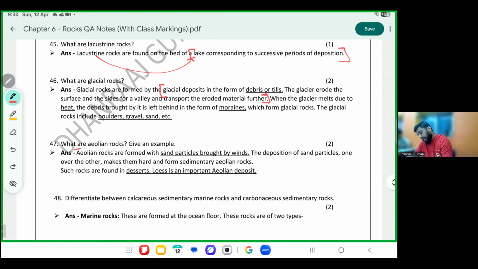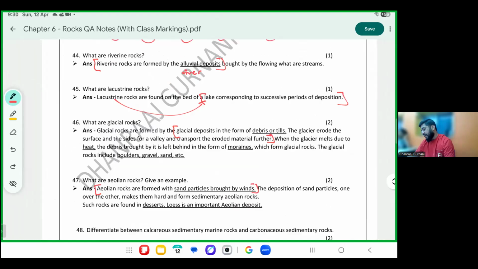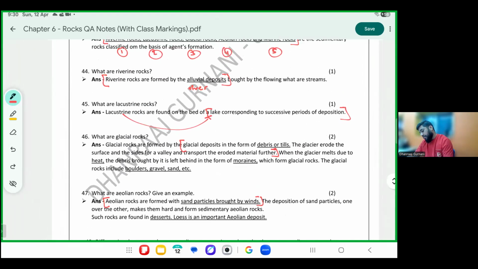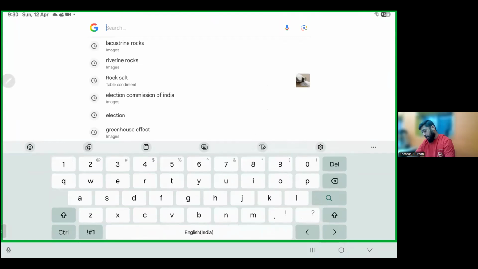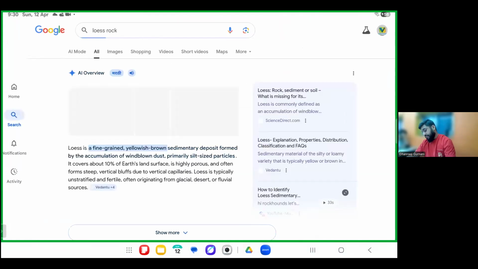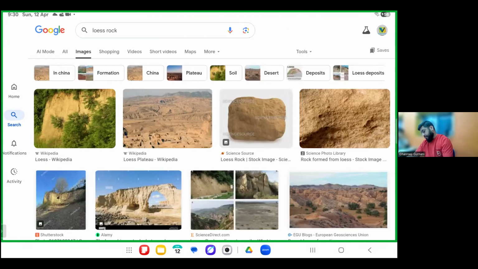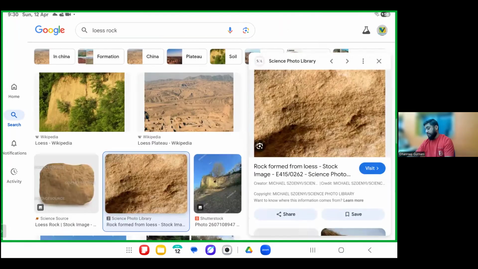Aeolian rocks are formed by sand particles brought by the winds. Please understand you're yet studying sedimentary rocks. They are all sources of sediments. From rivers sediments will come, from air sediments will come, from lakes sediments will come, from glaciers sediments will come. Please mark, these are usually found in deserts. Loess is an important example of Aeolian rocks. This is a photo of the Loess rock for reference.